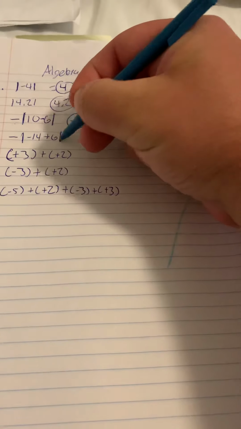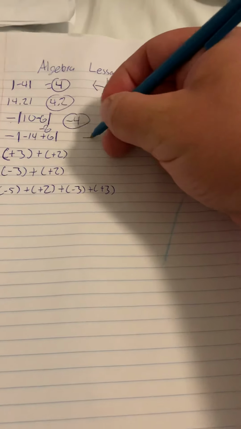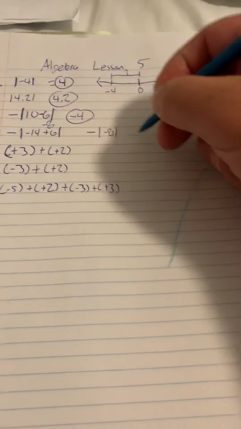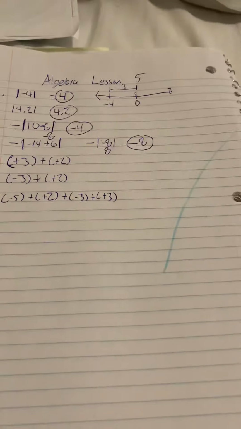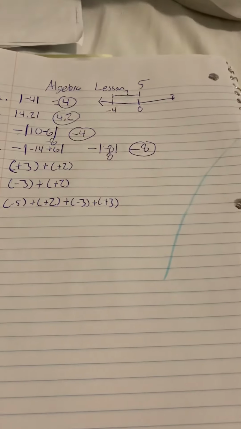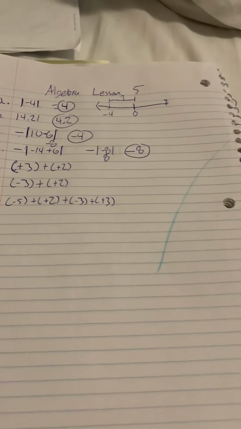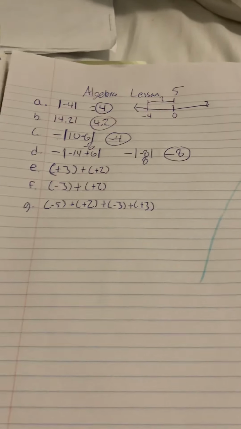Letter D, -14 plus 6 is -8. So it's the opposite of the absolute value of -8. So that's the opposite of 8, right? Because the absolute value of -8 is 8. Okay, you have to pay attention to where these negative or opposite signs are, right? So the absolute value of -8 is 8. The opposite of that is -8.